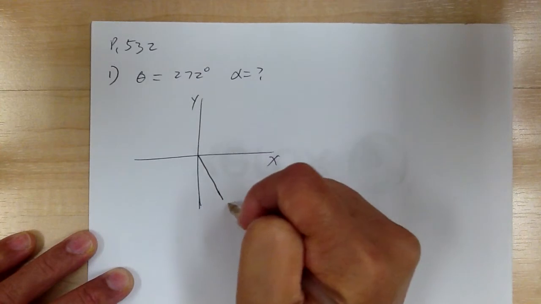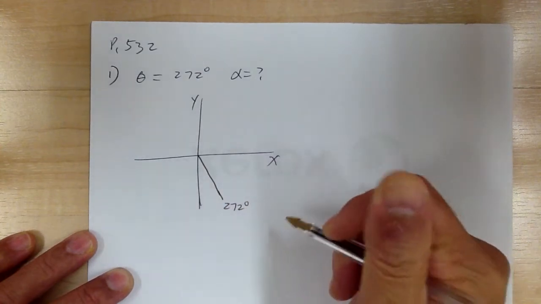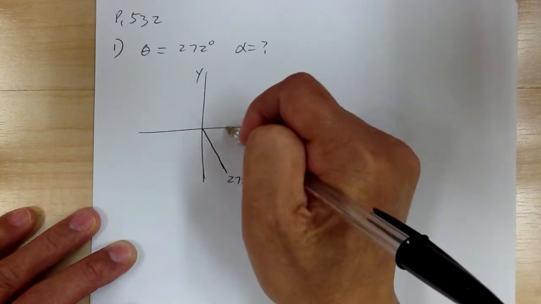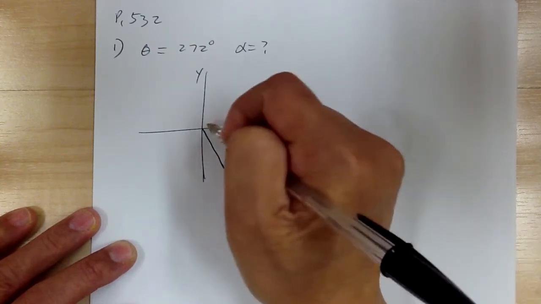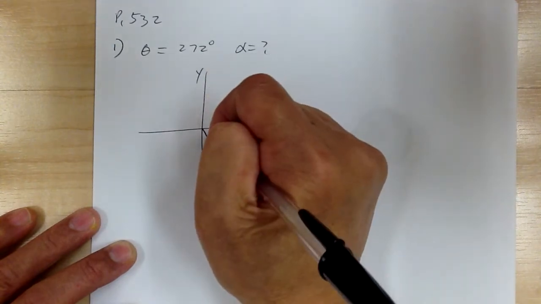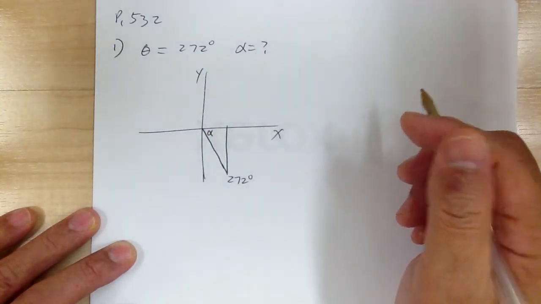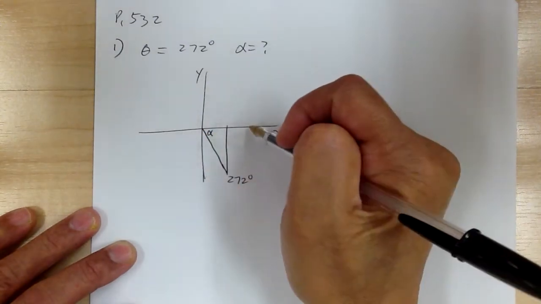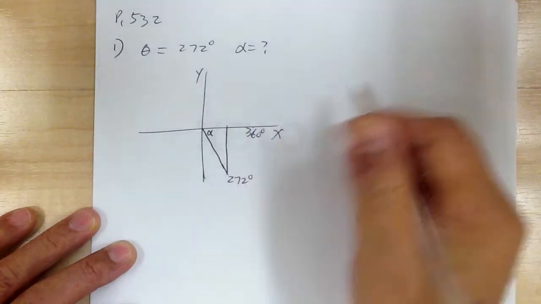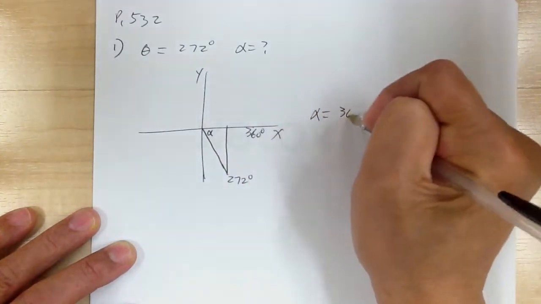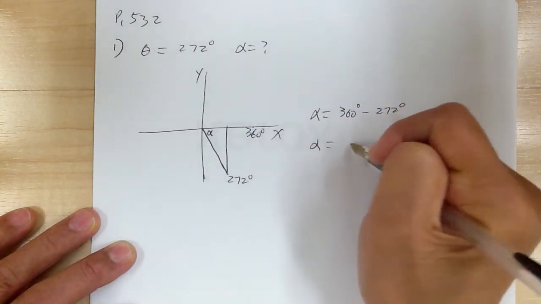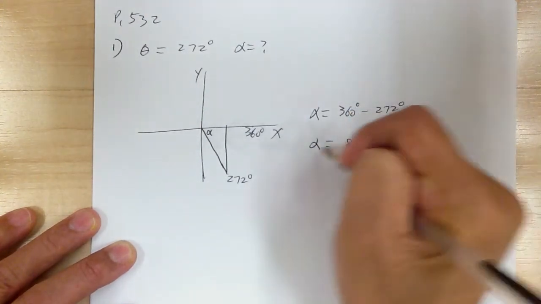Okay, so you draw your angle and label it. After you draw your angle, you always go up and down, never sideways, to get your reference triangle. So this is your reference triangle, and the angle right over here is your reference angle. To figure out the angle, you always use the end minus the beginning. This is 360, so alpha equals 360 minus 272. Alpha will equal 88 degrees.